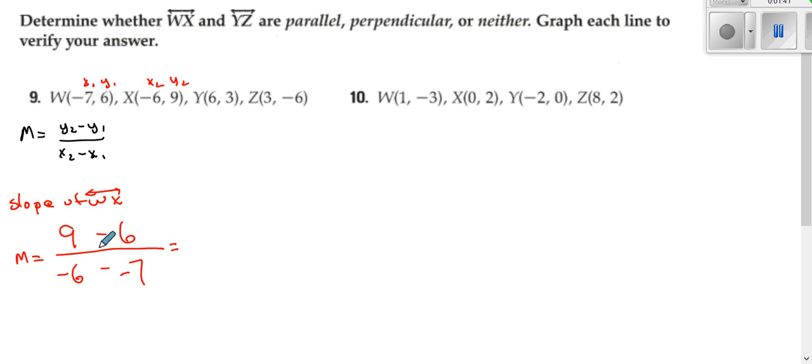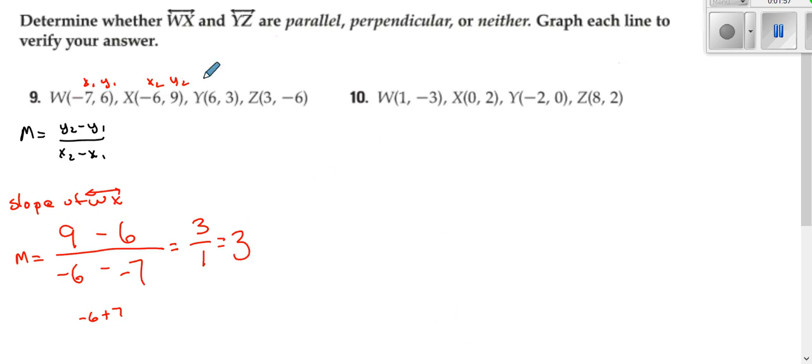Now we have to do our math. 9 minus 6 is 3. Negative 6 minus a negative 7 would be like negative 6 plus 7, and negative 6 plus 7 is 1. So the slope of this line is 3.